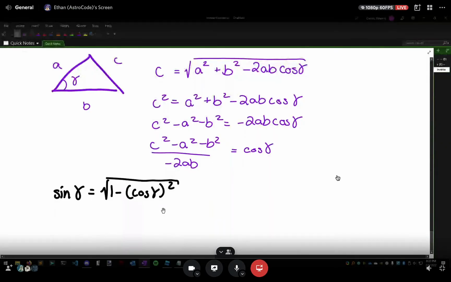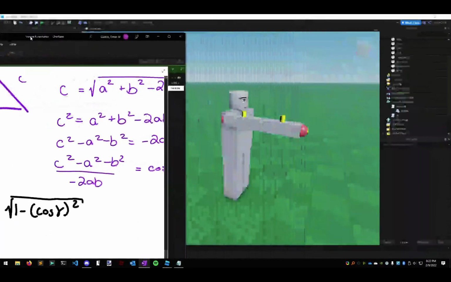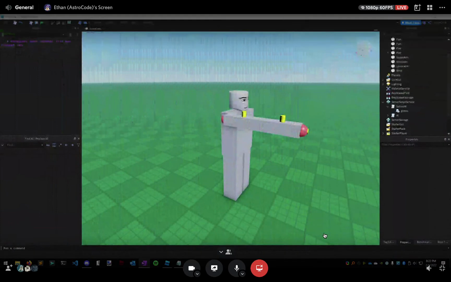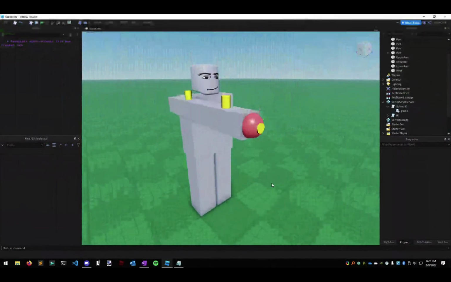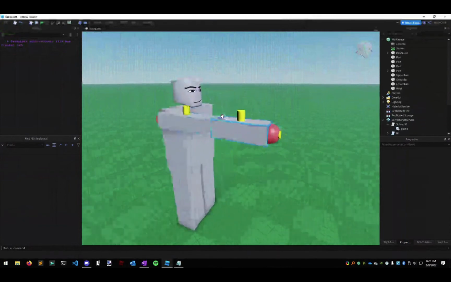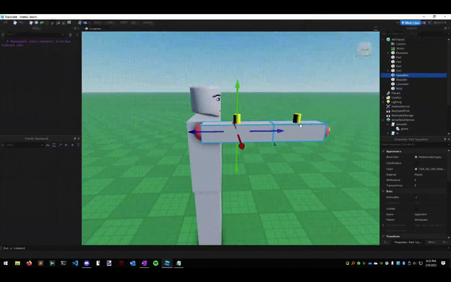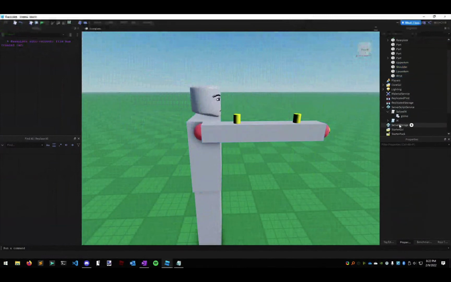Okay, I'd say that's enough math introduction, and we should start coding. Cool. So yeah, I've done some preliminary work to set up our guy here. He has an arm. This is his shoulder, his wrist, and then the upper and the lower arms.